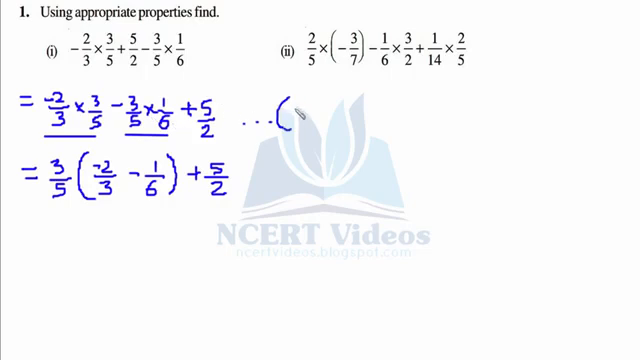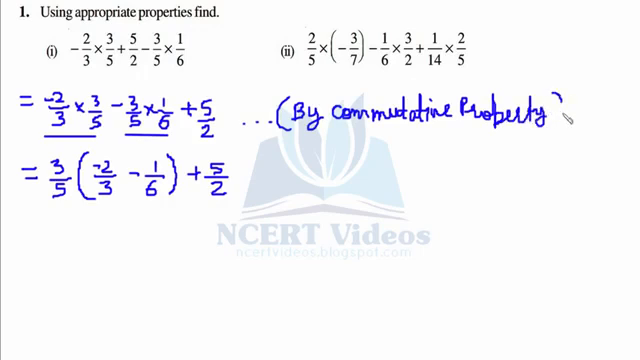This is by commutative property of rational numbers, and this we are able to do because by associativity.